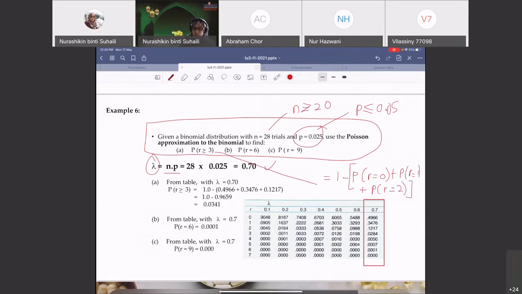You have to determine this by yourself. You cannot get it directly from the table. So from this expression, only then you solve it.